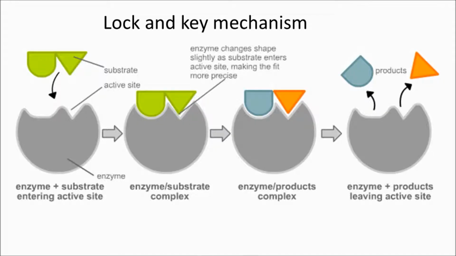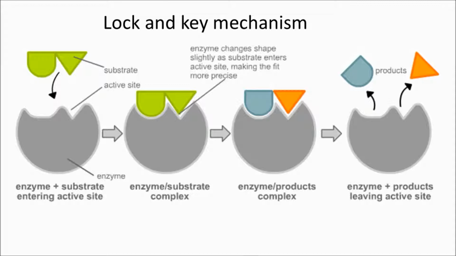So the enzyme and the substrate fit together perfectly, and this is called the lock and key mechanism because only your key fits your lock. It's completely specific. The active site changes shape to grip the substrate and strain the bond, and this bond is broken down and the products are released.